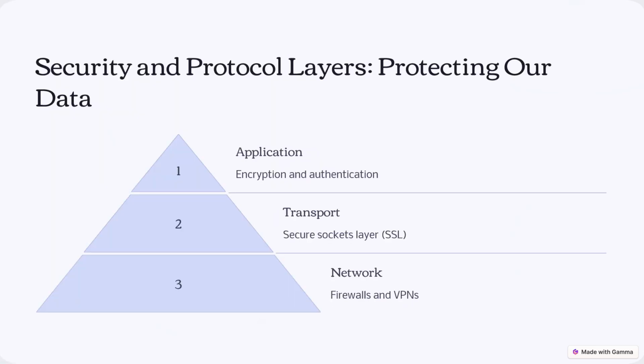Security is a top priority in networking. Let's break it down by protocol layers. Application layer. This is where encryption and authentication happen. For example, when you log into a website, your password is encrypted to keep it safe. Transport layer. This is where Secure Sockets Layer comes in. It encrypts data in transit, ensuring that no one can intercept your sensitive information. Network layer. Firewalls and VPNs operate here. Firewalls block unauthorized access, while VPNs create secure tunnels for your data to travel through, even on public networks.